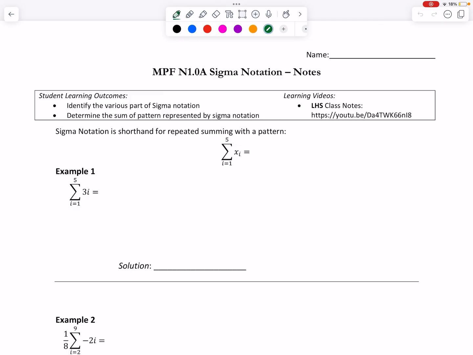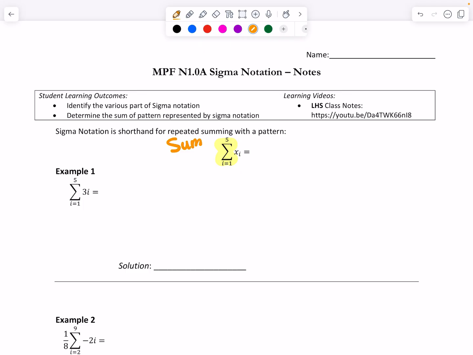So it's a mathematical notation, and it's probably going to be new to you maybe, but with all things in math and notation, you just have to understand how the rules work, what it means, and what you're supposed to do with it. So this symbol right here, it looks kind of crazy, right? It's a Greek letter, and it's called sigma. And what that means is sum, okay? So sigma notation is shorthand for repeated summing with a pattern.